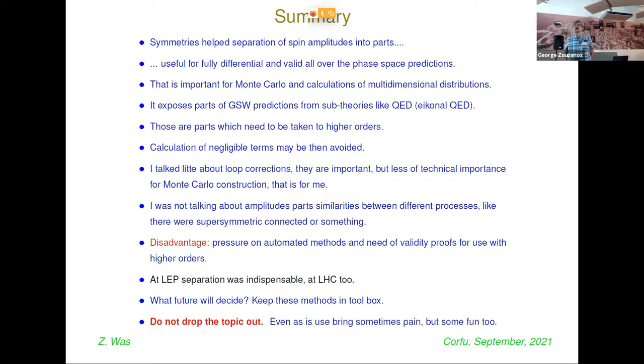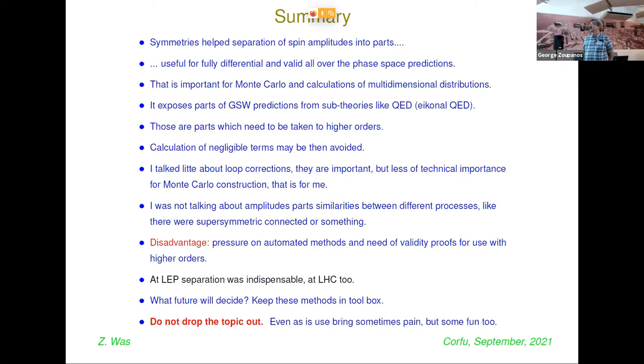So disadvantage of these techniques is that you cannot rely so easily on algebraic methods. If you have Kleiss-Stirling spinor techniques or other techniques of that sort, this kind of separation of the part is hidden by the fact that you use some auxiliary momentum for defining spin states and for defining spinors in the technique. Anyway, at LEP, separation into this kind of the part was indispensable.